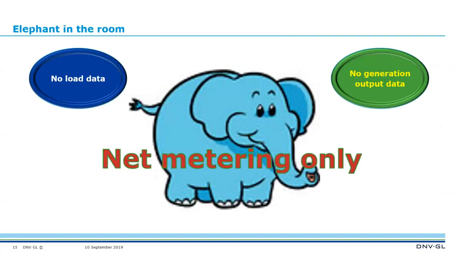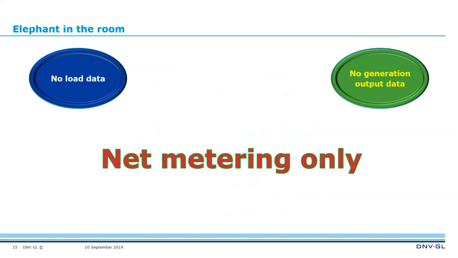But I guess the elephant in the room is when you have no load data and no generation output data, so you just have net metering. The development product team have been working for some considerable time on trying to look at the options around that, and I think we're coming towards quite a good solution now. It's certainly not a completed project, but I think we certainly have serviceable options to get rid of that elephant.